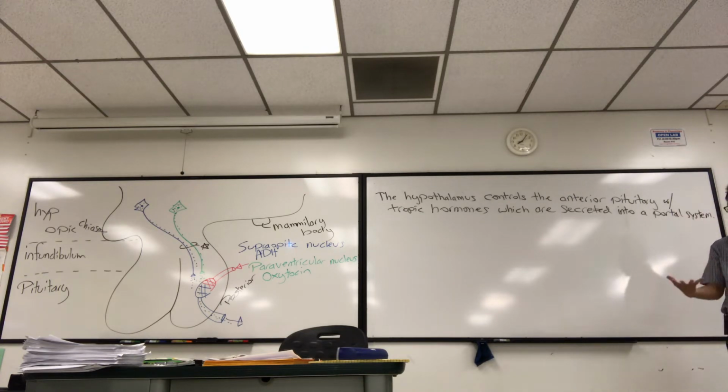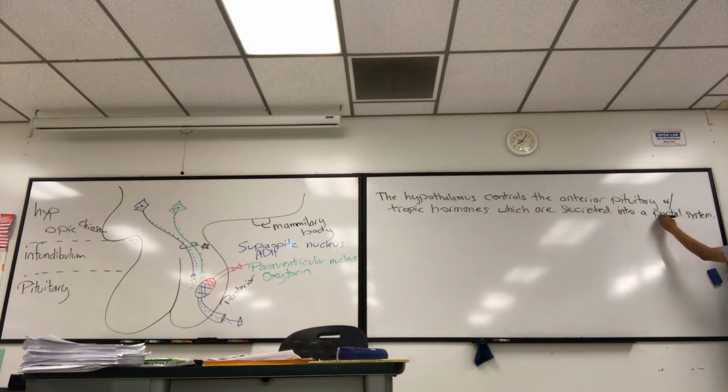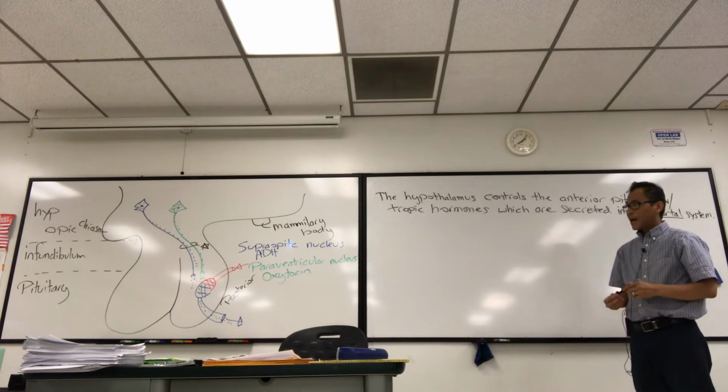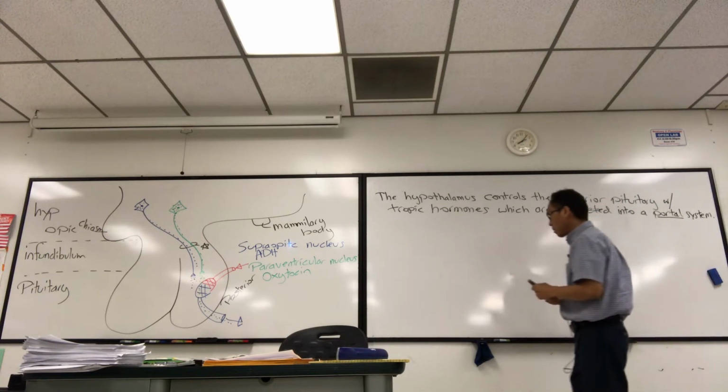Now, for you to appreciate what a portal system is, I should probably emphasize the word portal. In the general sense of the word, a portal is a shortcut, right? You open a door to another universe. It's a portal, right? So in terms of blood circulation, this is a shortcut. And let me teach you regular systemic circulation first so you can appreciate how it's a shortcut. So far you know that blood flow is arteries, capillaries, veins, and back to the heart.